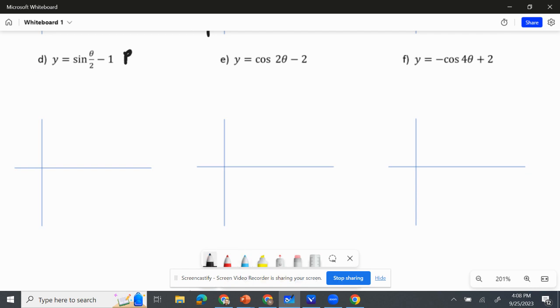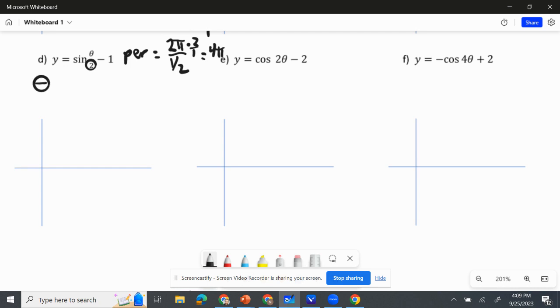First thing that we do is we start with our period. Our period is 2 pi over 1/2. This right here means divided by 2, so that would be why it's 1/2. Keep, change, flip means that we multiply by the reciprocal, so that gives us 4 pi.